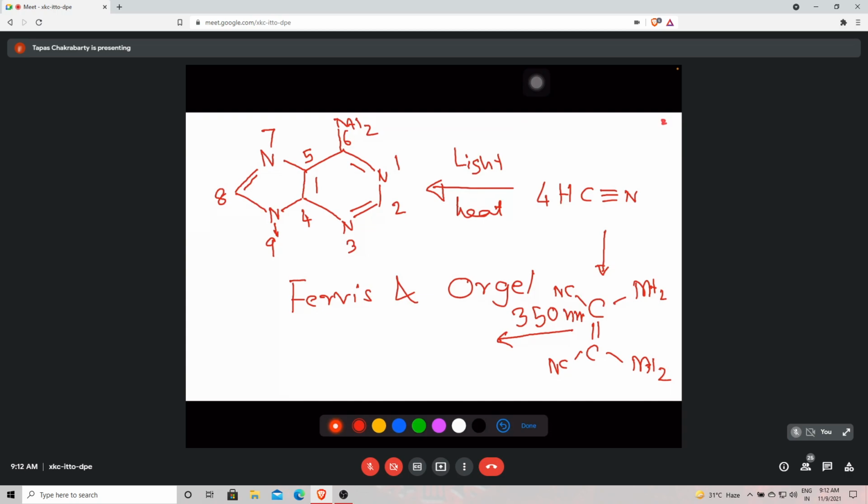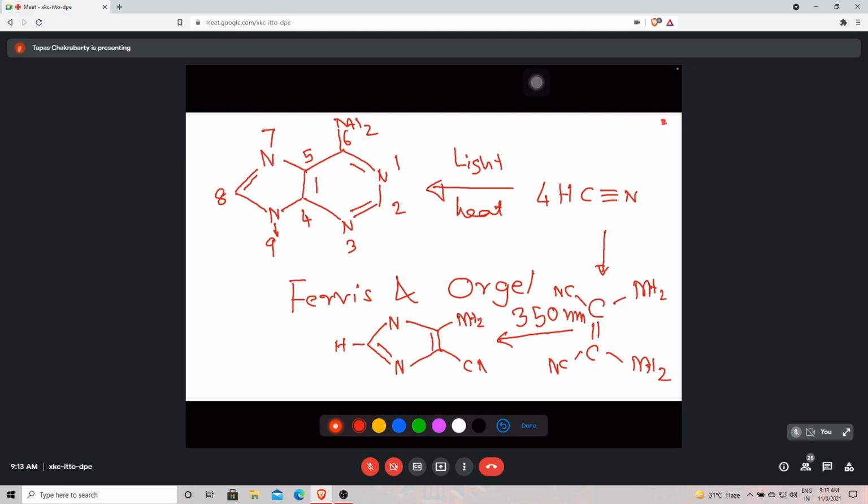If you shine light with 350 nanometer, then finally you end up with a molecule which is called 5-amino-imidazole nitrile. So if I just draw this structure, imidazole means all these heterocyclic organic molecules. I'm just drawing here this molecule which can be easily obtained from here. And then with another treatment, this is NH2 and this is CN.